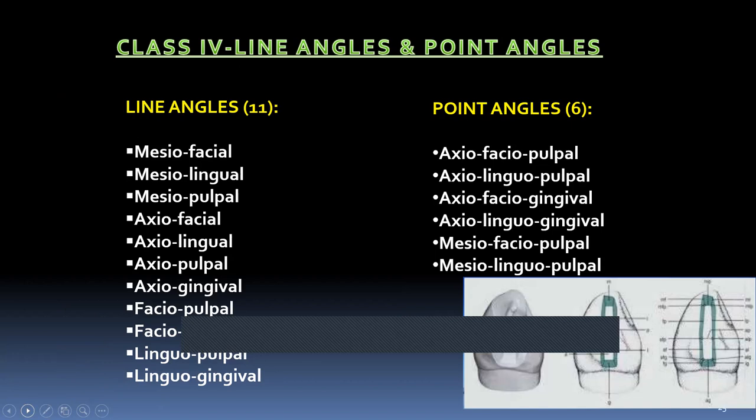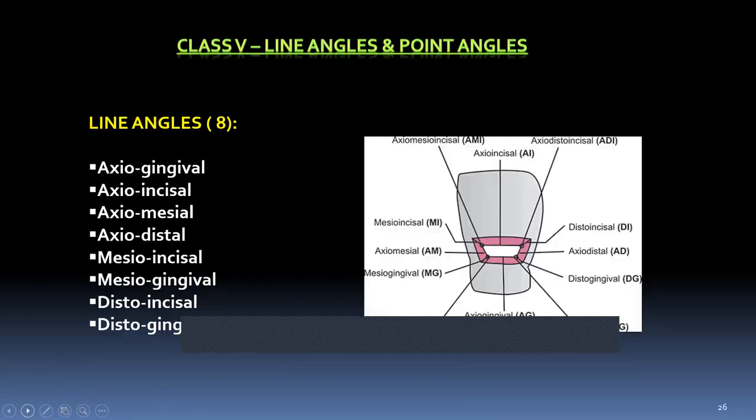In class 4, the line angles and point angles are as follows. The line angles are 11 in number and the point angles are 6 in number. And the names are given below.